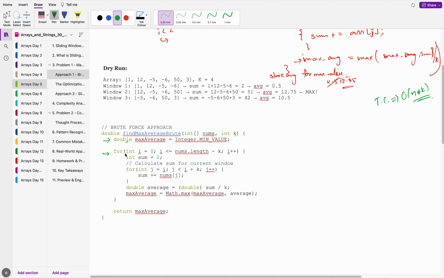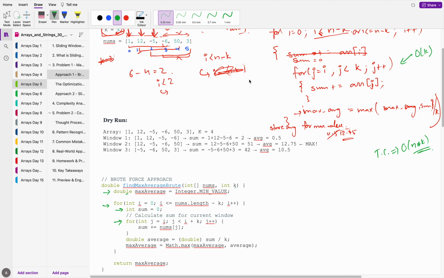Now, first loop, outer loop, int i equals to 0, i less than equals to nums dot length minus k. Nums dot length is nothing but n. i plus plus. Sum I have given 0, then j equals to i till j less than, and then j plus plus, j less than k. Okay, I think there is a calculation mistake by me here.